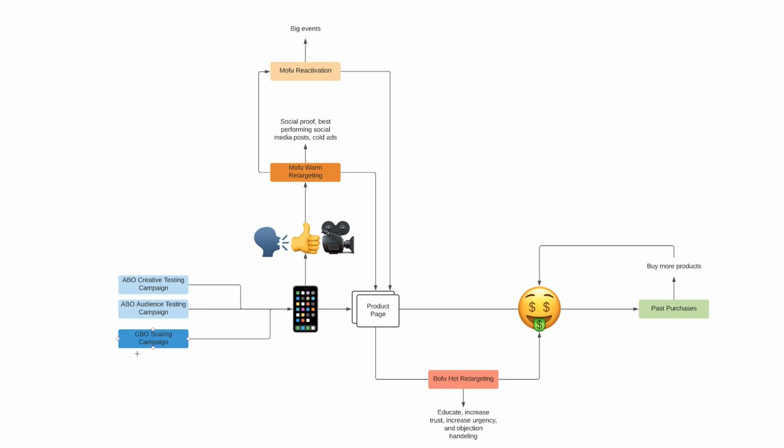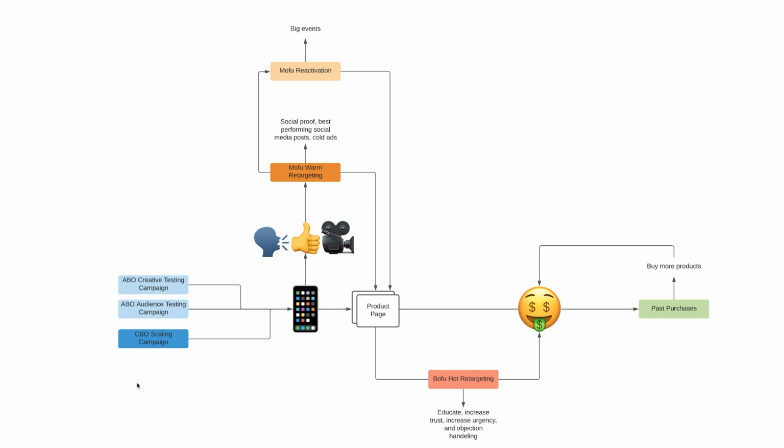That's where the CBO scaling campaign comes from. The CBO scaling campaign is literally the best winners of everything. We take the winning audiences and the winning creatives and put them all together. So you'll have maybe 3 winning audiences. We create 3 ad sets inside the CBO campaign and put each of those audiences in it. On the creative side, let's say you have 4 winning creatives. We put those 4 winning creatives in each ad set. That's how we create the CBO scaling campaign.